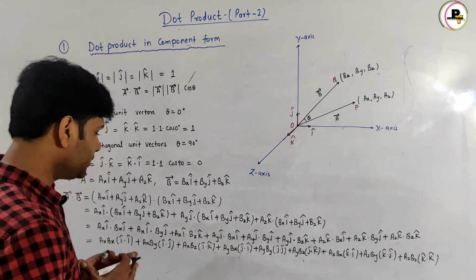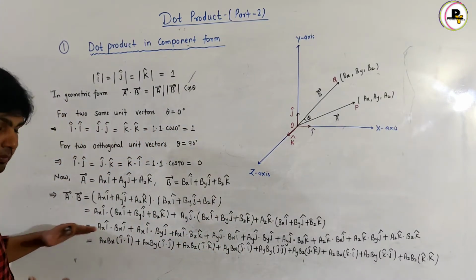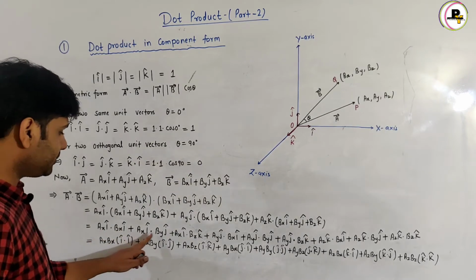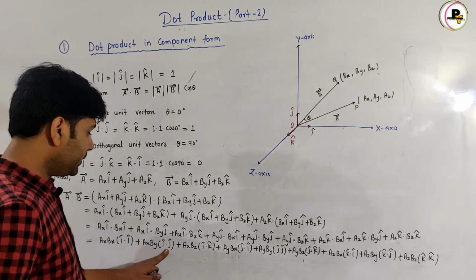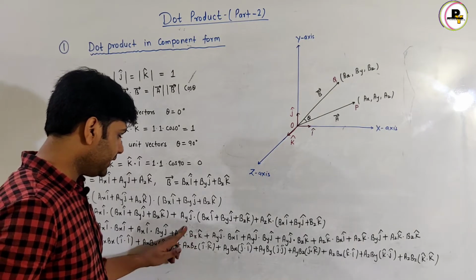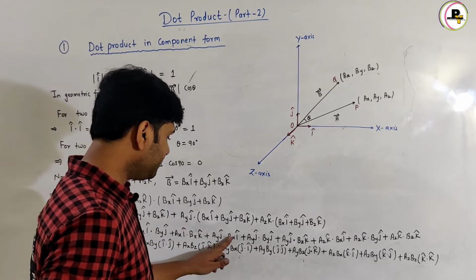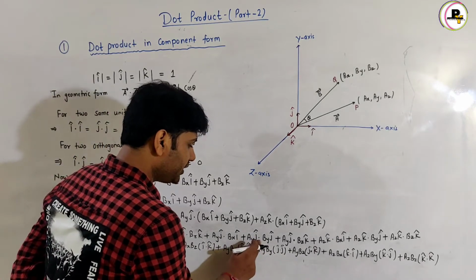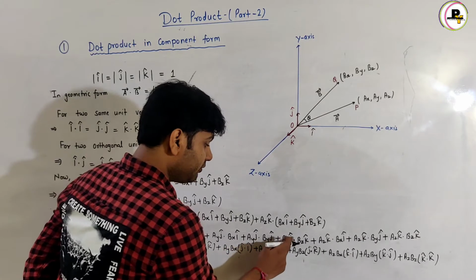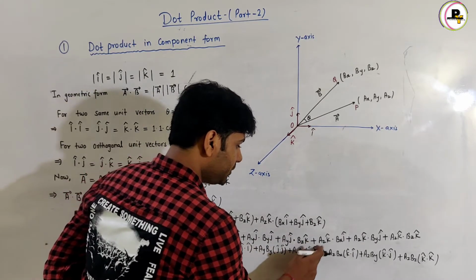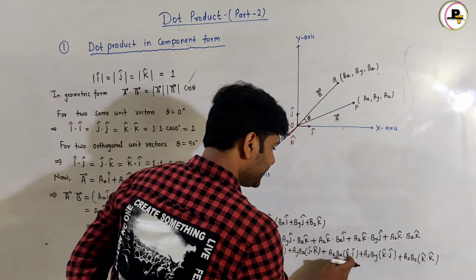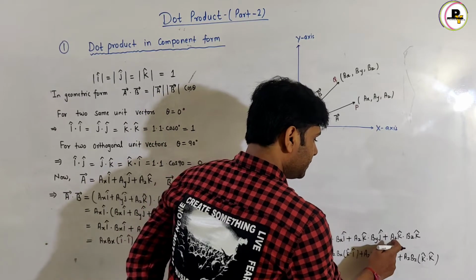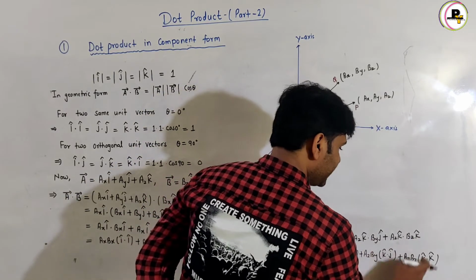Now if I rearrange the terms given in this step, then I can write AX into BX i cap dot i cap plus AX BY i cap dot j cap plus AX BZ i cap dot k cap plus AY BX j cap dot i cap plus AY BY j cap dot j cap plus AY into BZ j cap dot k cap plus AZ BX k cap dot i cap plus AZ BY k cap dot j cap and plus AZ BZ k cap dot k cap.